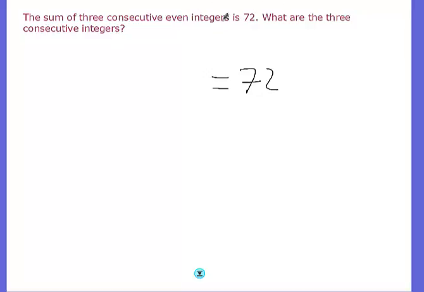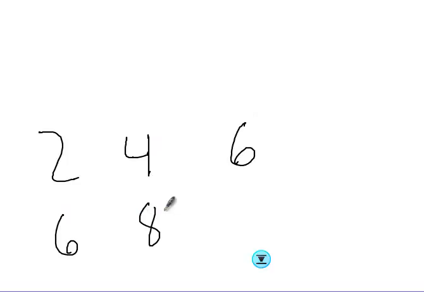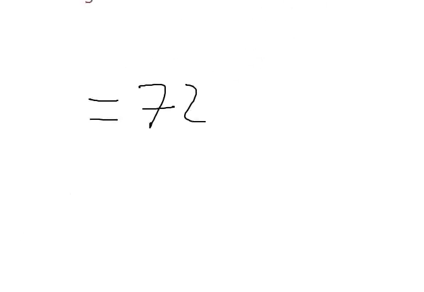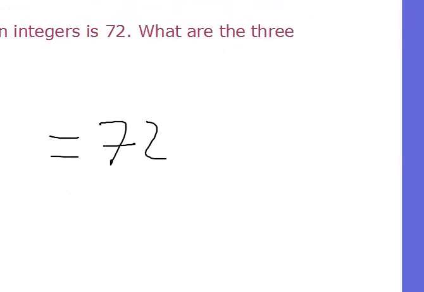Then even integers. An integer, if you remember, is all whole numbers, with their positive and negative versions. So all whole numbers and their opposites. And even is anything that's divisible by 2. So some examples of even integers would be 2, 4, 6, 8, 10. We need to know the sum of three consecutive ones. That is 72. Then we will know what those three consecutive integers are.